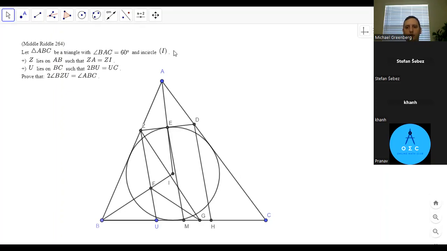Okay, so there's the angle chase. Angle UZG. UZE is MED. UZE. Okay.